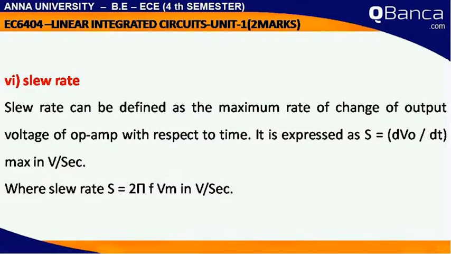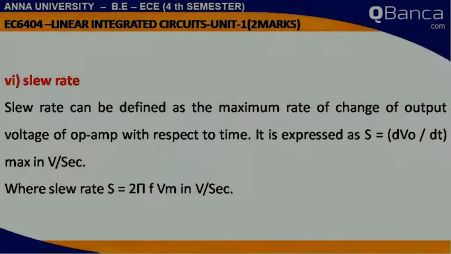Slew rate. Slew rate can be defined as the maximum rate of change of output voltage of op-amp with respect to time. It is expressed as S is equal to dVo by dt max in V per second, where slew rate S is equal to 2 pi f Vm in V per second.